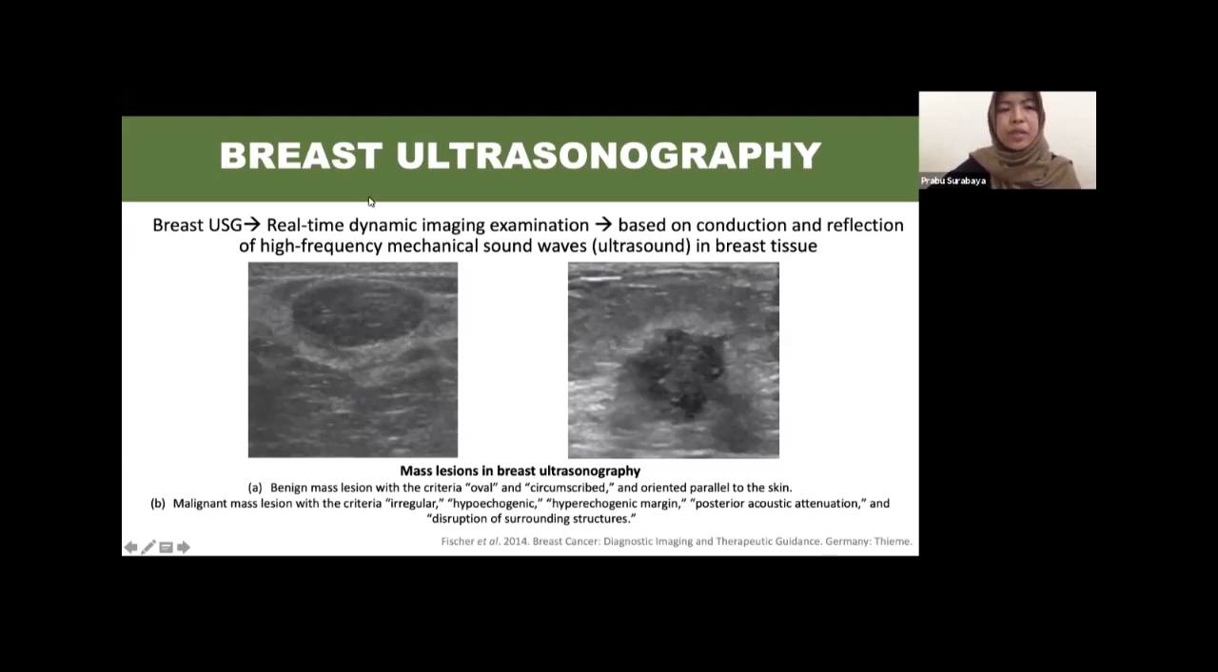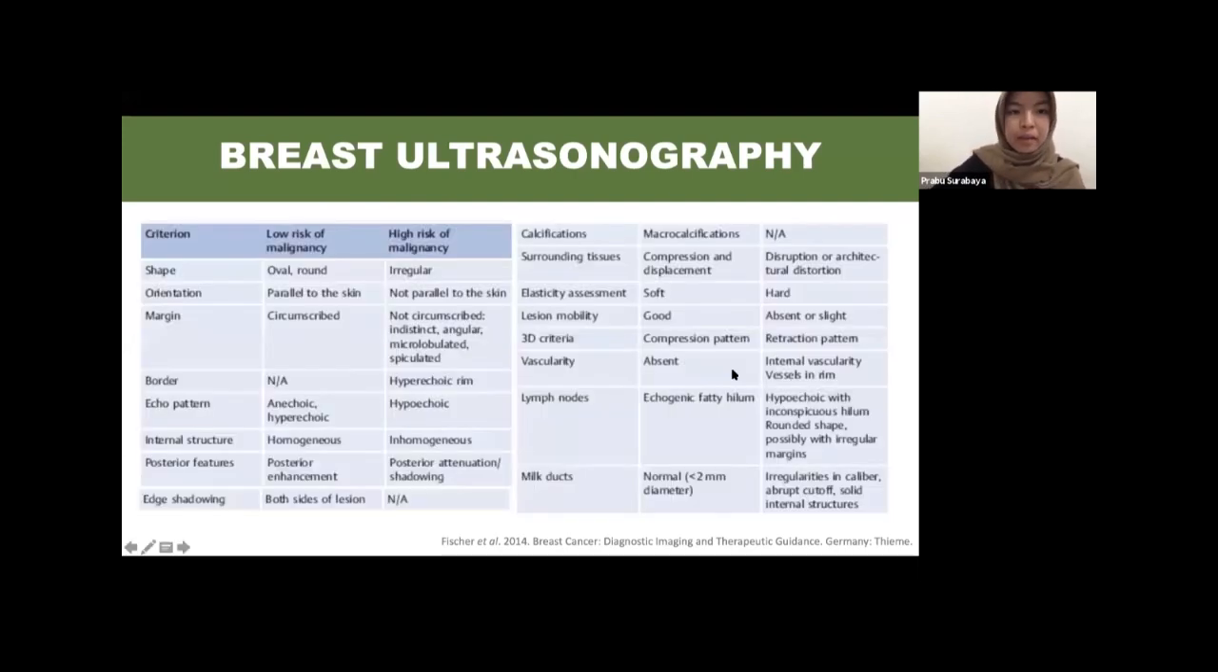Breast ultrasound is a real-time dynamic imaging examination. It is based on conduction and reflection of high-frequency mechanical sound waves, or ultrasound, in breast tissue. From breast ultrasound, we can see, like what I show in the slide, the shape, the orientation of the lesion, the margin, border, echo pattern, internal structure, posterior features, edge shadowing, and calcification.